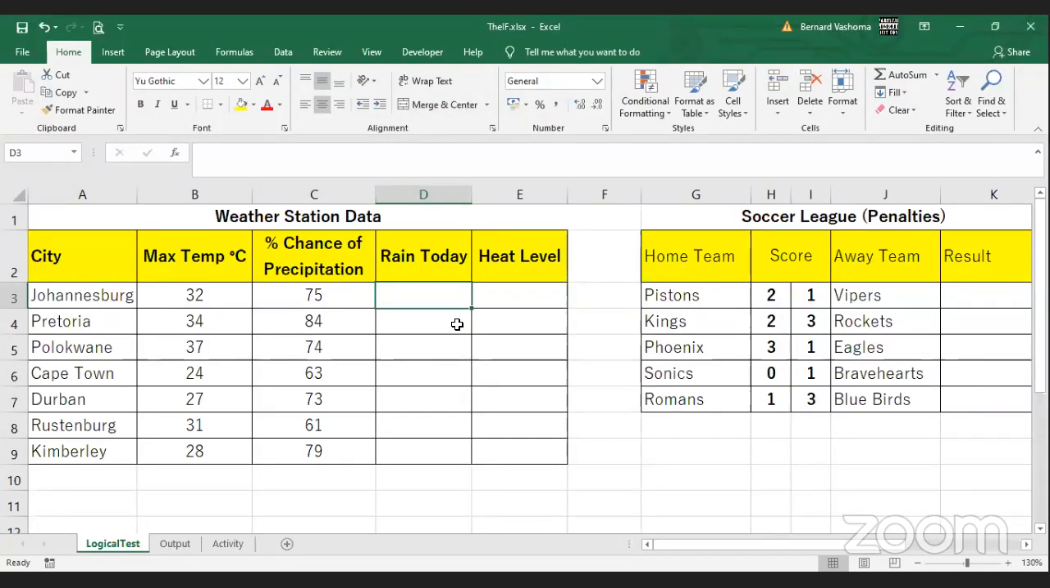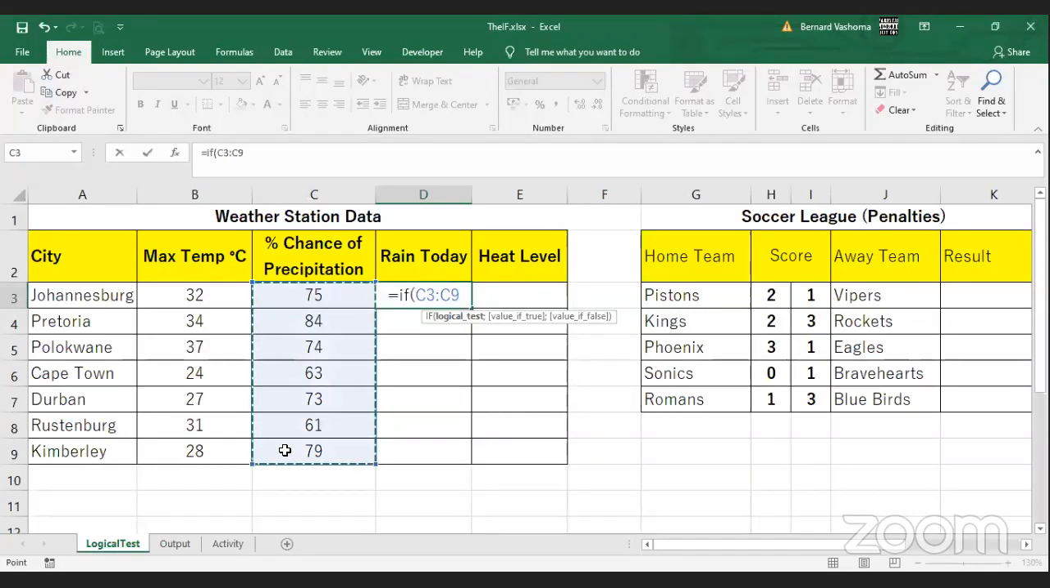So we're going to type equals IF, open bracket. Remember we said the first part of our logical test is usually a cell address. So in this case, we want to use the percentage chance of precipitation to decide whether it's going to rain or not. So in this case, our value is in C3. Not like this, it doesn't work like that. You only have one cell.